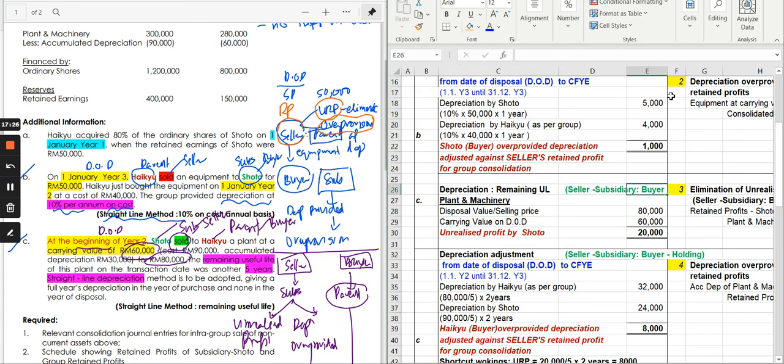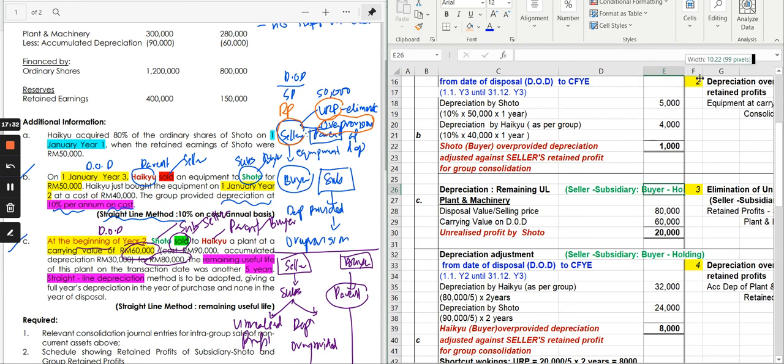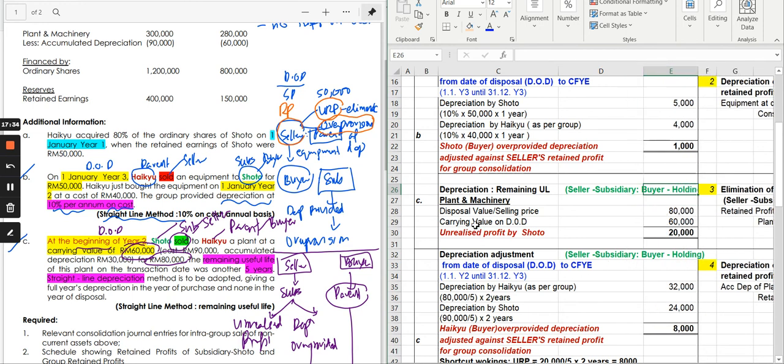The buyer is, of course, the parent company or the holding company. The date of acquisition is not given, but you can check that yourself. Most importantly, you are given the date of disposal, which I put here as DOD, 1st of January year 2. The carrying value on the date of disposal is also given.